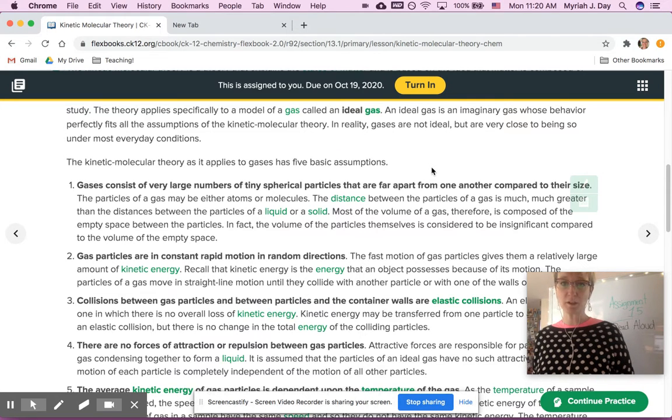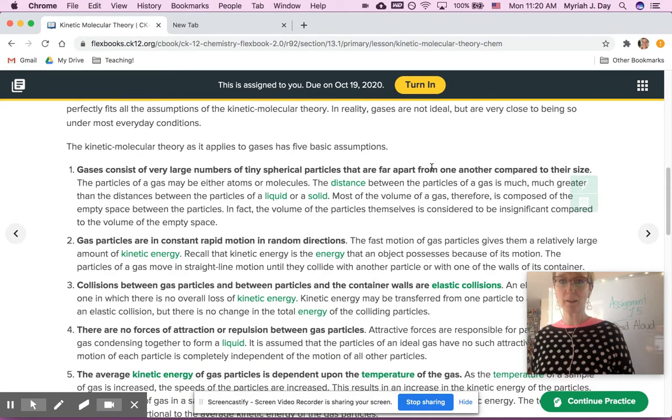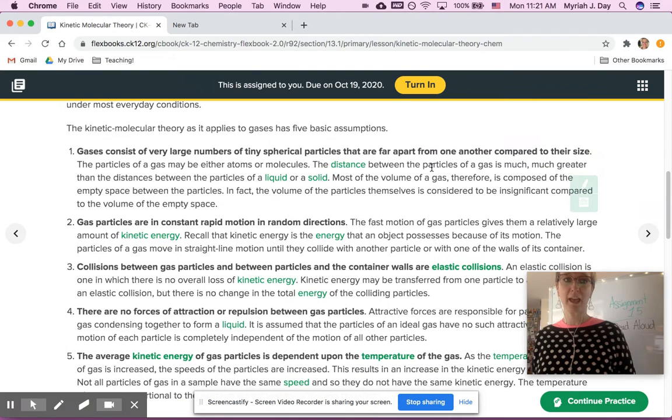Number 2: Gas particles are in constant rapid motion in random directions. The fast motion of particles gives them a relatively large amount of kinetic energy. Recall that kinetic energy is the energy that an object possesses because of its motion. The particles of a gas move in a straight line motion until they collide with another particle or with one of the walls of its container.